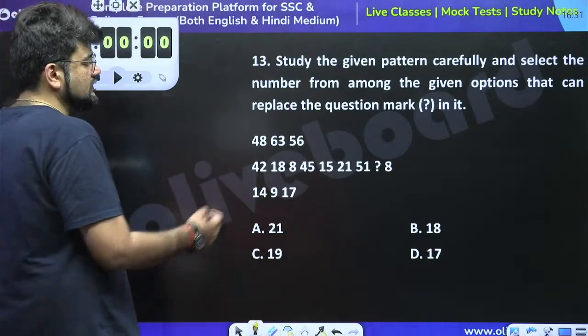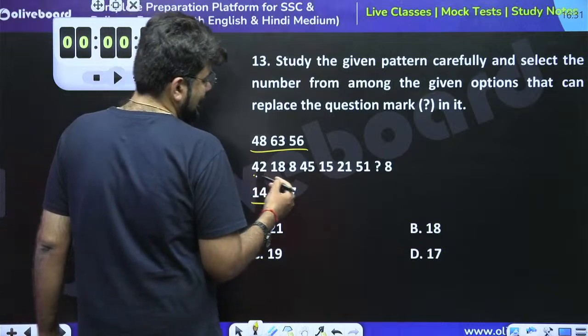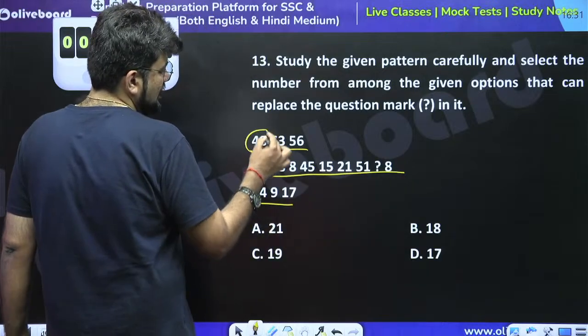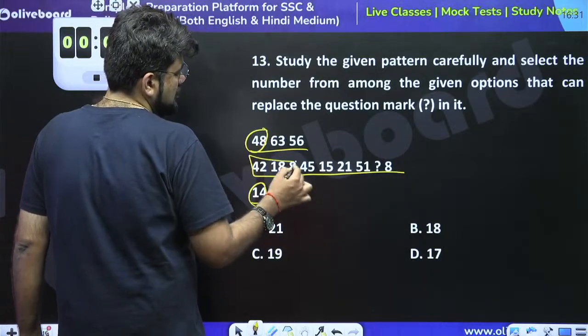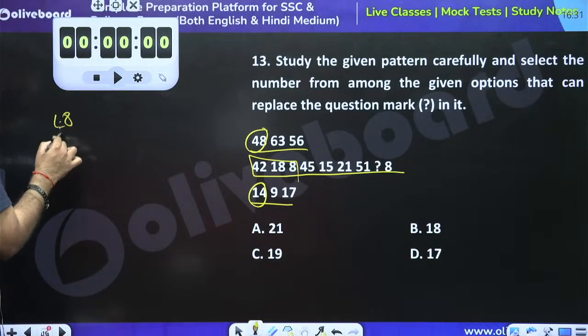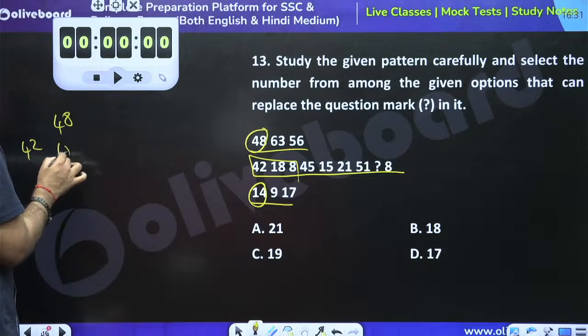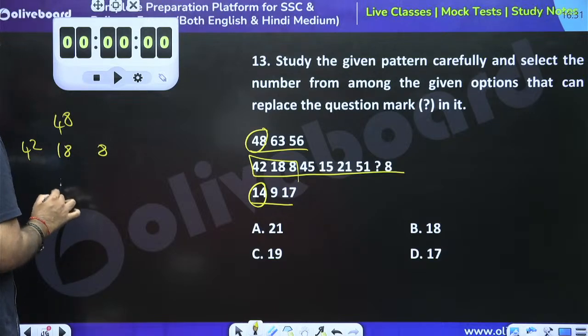What will you see? You will see 3 numbers on the top, 3 numbers on the bottom, and you will see 9 numbers below. So for every 1 number from the top and bottom, you have 3 numbers in the middle. What is this? This is 48, 42, 18, 8 and 14.